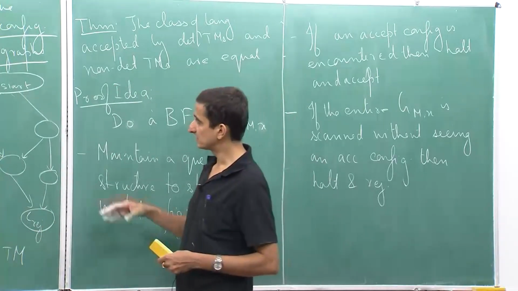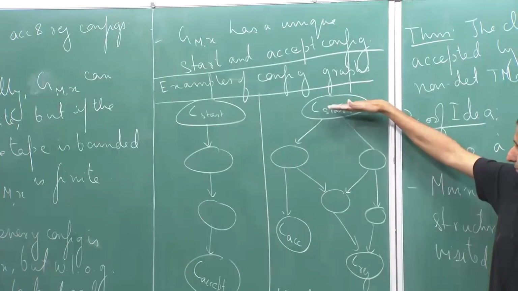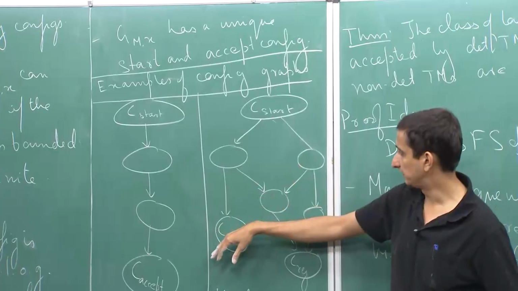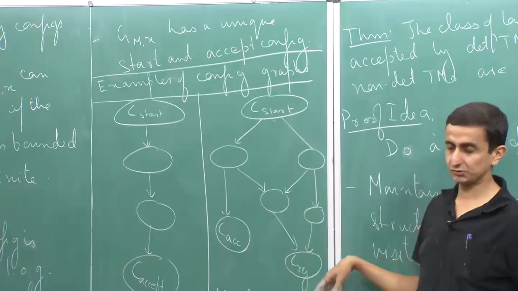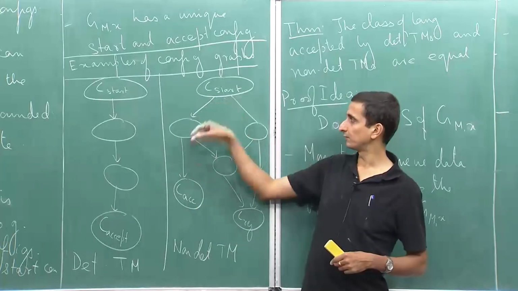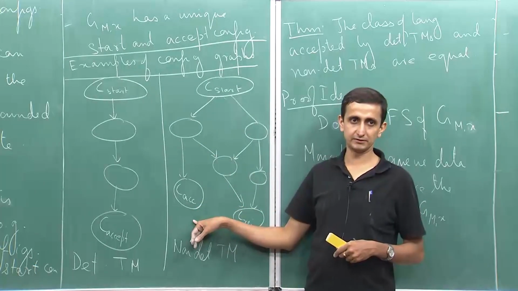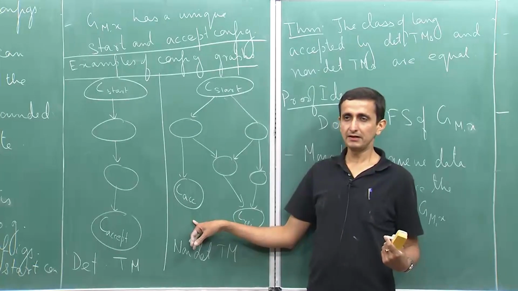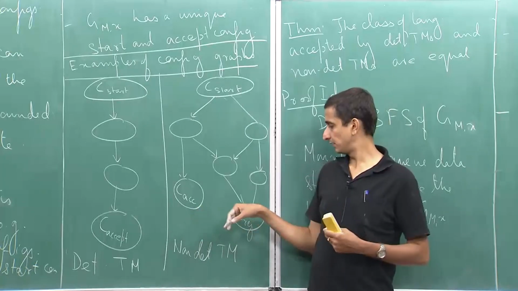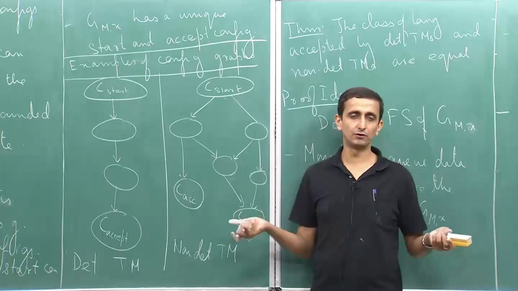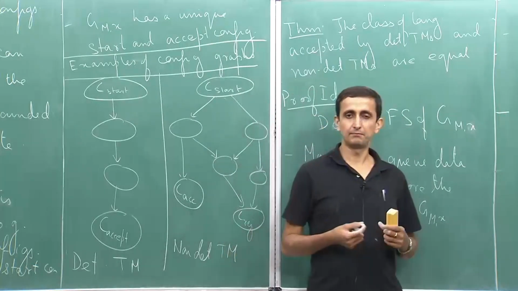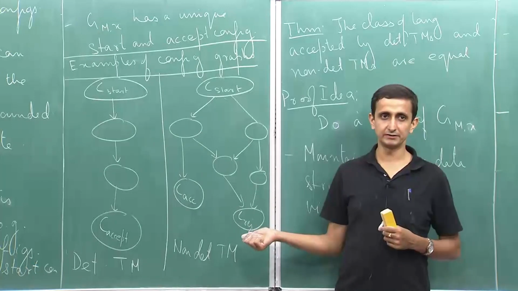So, basically what we do is we scan the computation graph level wise, first level, second level, then the vertices at the third level and so on. If we ever see an accept configuration, we know that there is a path from the start configuration to the accept configuration, and we halt and accept. And if we exhaust the entire graph without ever visiting the accept configuration, we then halt and reject, because we know that there is no path from the start to the accept configuration.